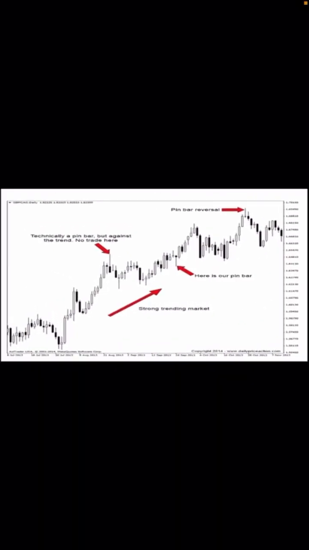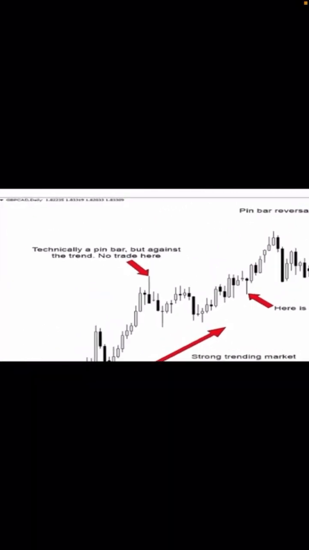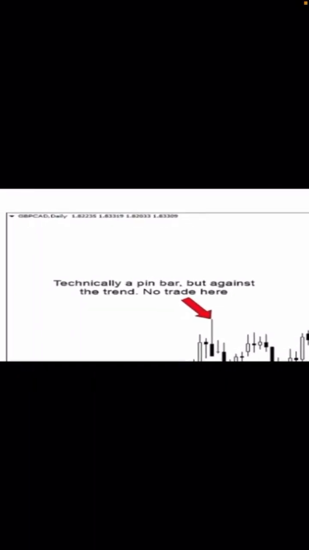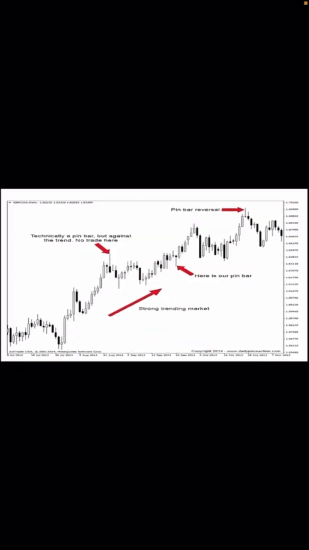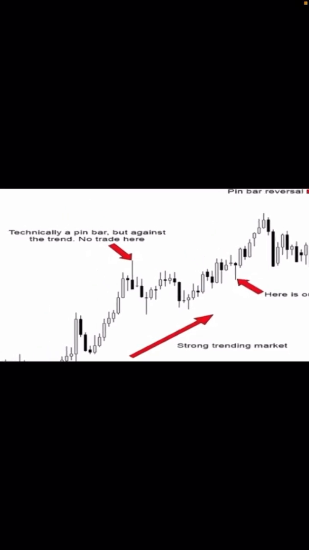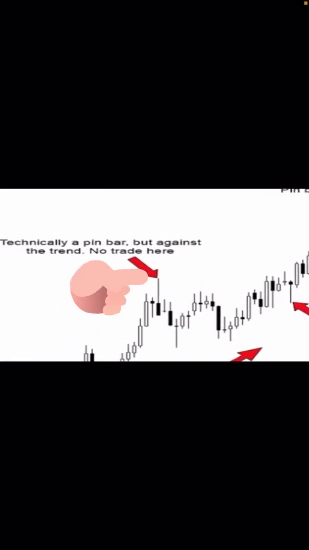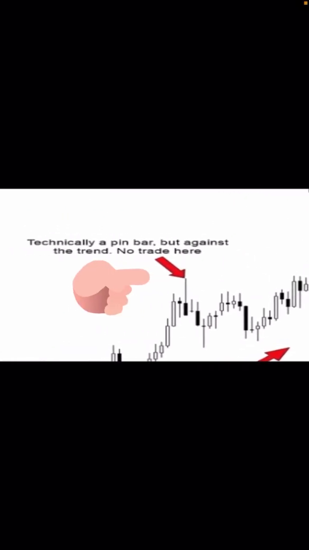Now look at this example. The market was actually trendy. Okay. This is Great Britain pounds against CAD. The market was trendy, was going up. Then suddenly a pin bar appeared. Look at what I wrote here. Technically, a pin bar. Yes, we are expecting the price to actually what? Come down, right? No. But it's against the trend. So this pin bar is actually against the trend.